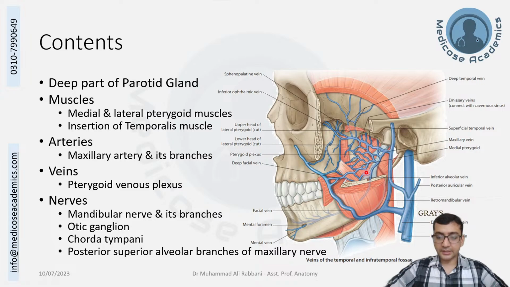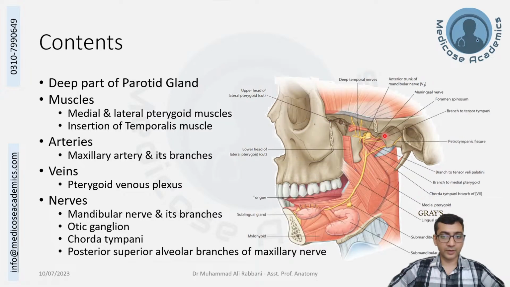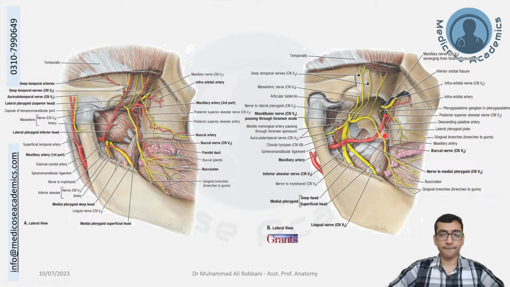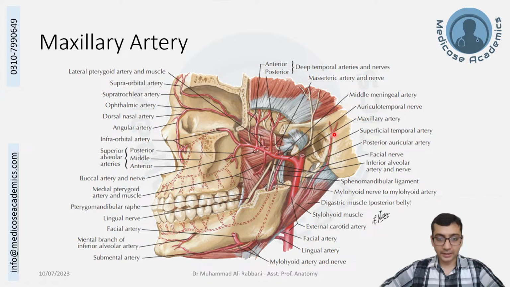We will discuss that. And then there are veins, a lot of veins. There are branches of the mandibular vein, there is the otic ganglion, there is the chorda tympani. Let's jump into them one by one. Okay, ignore this picture. This is our first topic, the maxillary artery.